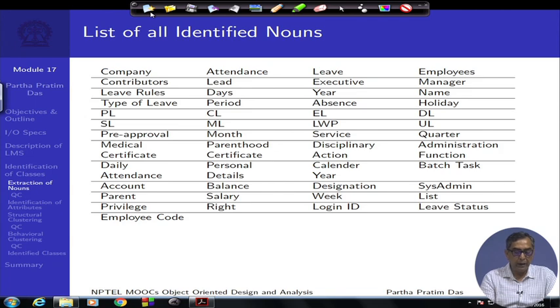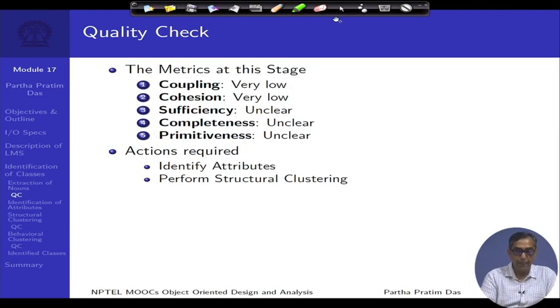So, we will have to see how far we have actually understood the system by doing this exercise. What I will continue to do is, I introduced you to the different quality check parameters, so off and on we will go back to that and do a quick check. Basic metrics: coupling, cohesion, sufficiency, completeness and primitiveness. What do we know? In terms of coupling and cohesion, we have very little information. We just do not really know which is related to what, whether these nouns are coherent ones, how they are really coupled and so on. And regarding sufficiency, completeness and primitiveness we are absolutely unclear.